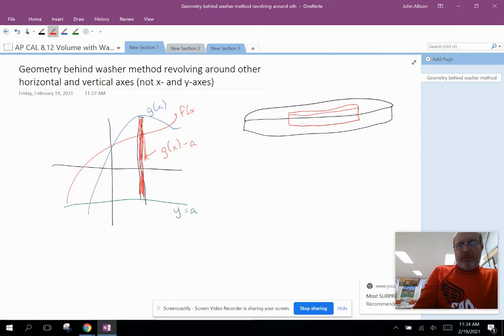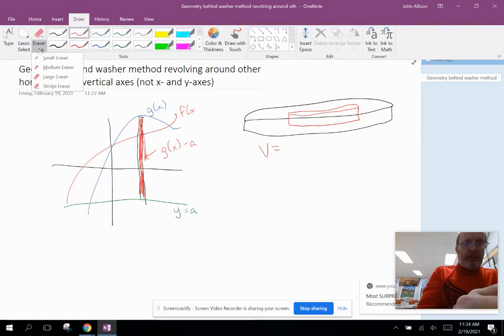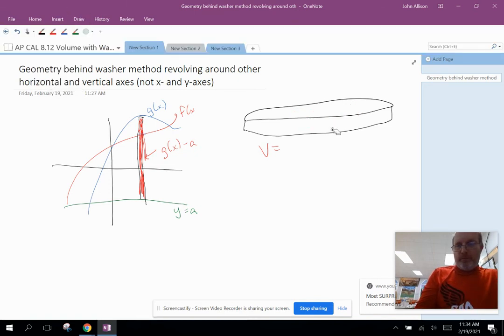And so when we want the volume of this one large disk, go ahead and erase the inside disk there so we don't confuse people with that. If we want the volume of this one large disk, that's going to be pi, and recall the radius we said is g of x minus a. And of course the width is dx, so it's going to be pi times the radius squared times dx. That's going to be the volume of that disk.